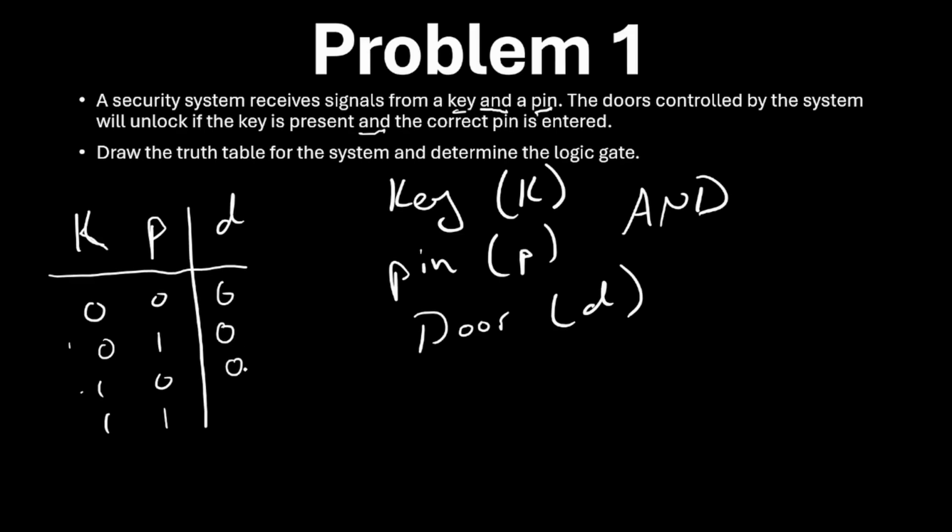So the door still won't unlock. But then in row number 3, we have key and pin, which means the door is going to unlock because both are present. It stated the door is controlled by the system will unlock if the key is present and the correct pin is entered. And there we go. So we know it's going to be an AND. So it would look like this. That's what it would look like as a circuit.